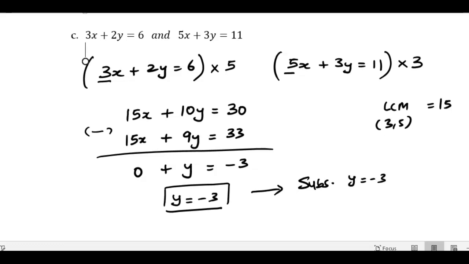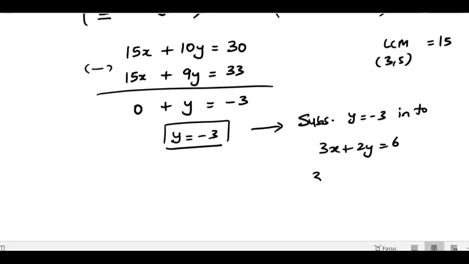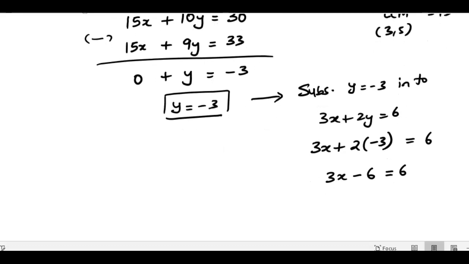y equals minus 3 into, now you can pick whatever equation you want. So I'm going to pick the first equation again, so 3x plus 2y is equal to 6. Which means 3x plus 2 times minus 3, make sure when you're substituting, use brackets, is equal to 6. 3x minus 6 is equal to 6. Adding 6 to both sides, we're going to have 3x is equal to 12.